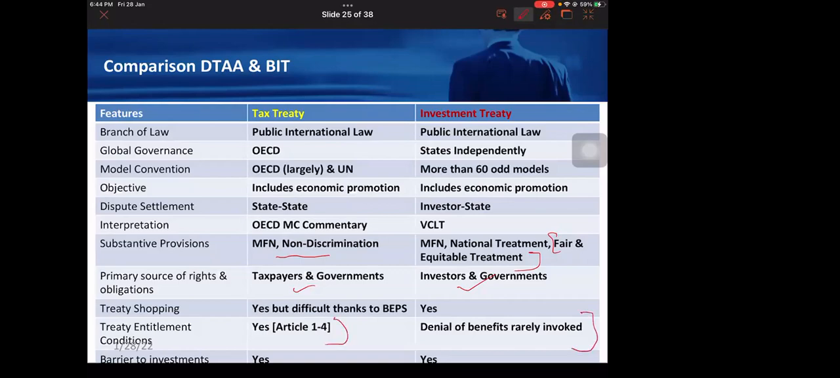But in the investment treaty, there's something called denial of benefits, very rarely invoked, because all these investment treaties are ex post, not ex ante.